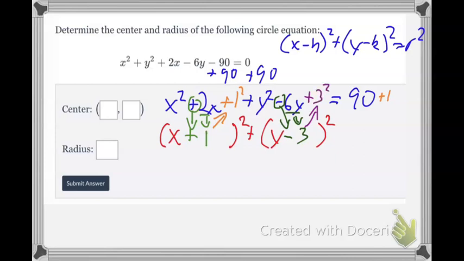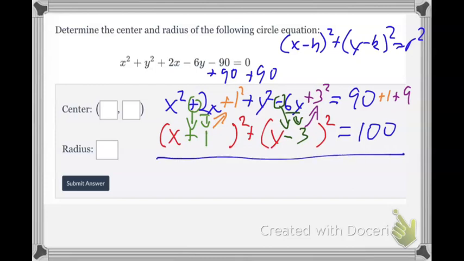And then over here, since I added 9 to the left side of the equation, I have to add 9 to the right side of the equation. So plus 9. All right. And so let's drop this down. So over on this side, we have 90 plus 1 is 91 plus 9 is 100. And now I have my equation. All right. There's my equation. So I can get my h and my k and my r.